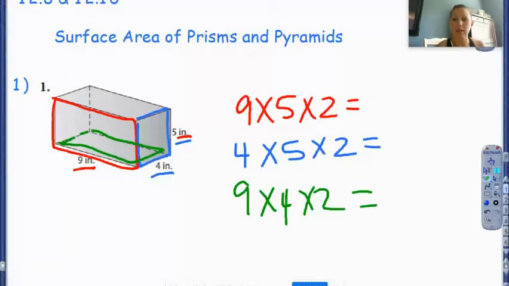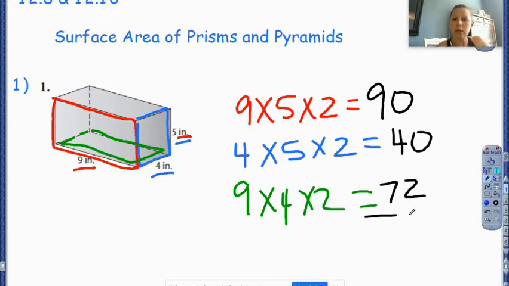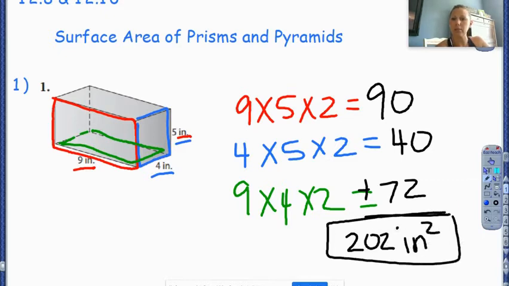Now I'm going to take my calculator to figure out my calculations. 9 times 5 times 2 is 90. 20 times 2 is 40. 9 times 4 times 2 is 72. Add them all together. 72 plus 40 plus 90 is 202 inches squared. That is my surface area. It's the area of each face of my three-dimensional shape added together.